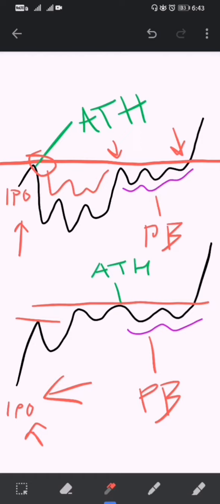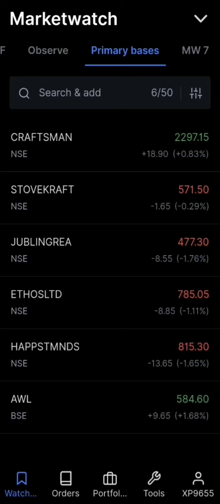So now, enough about the theory. Let's move into the real-time examples and see how this works out. After the theory part of the primary IPO base, let's see the historical examples of the primary IPO base and the current stocks that are exhibiting this character.